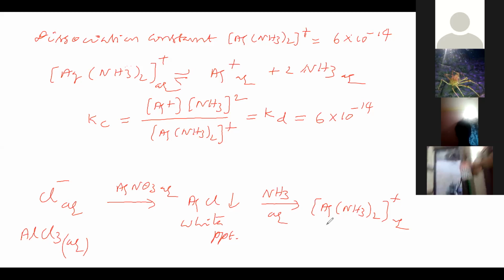Now for this complex, see the dissociation constant, that is 10 power minus 14. The dissociation constant says equilibrium lies almost left, which indicates the complex is more stable. Since the complex is more stable, the white precipitate dissolves in ammonia. So that is the test for chloride.